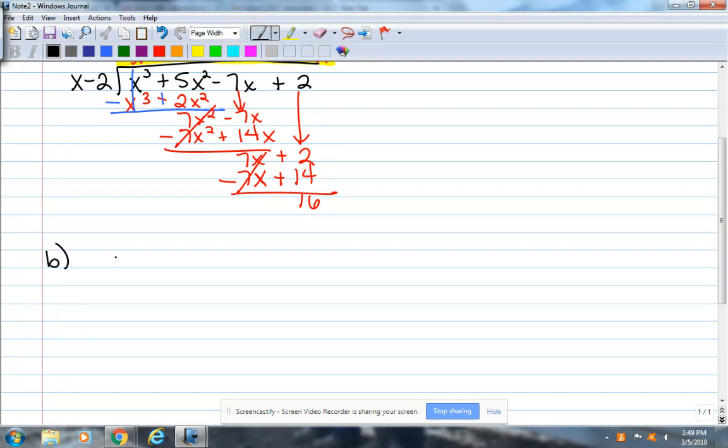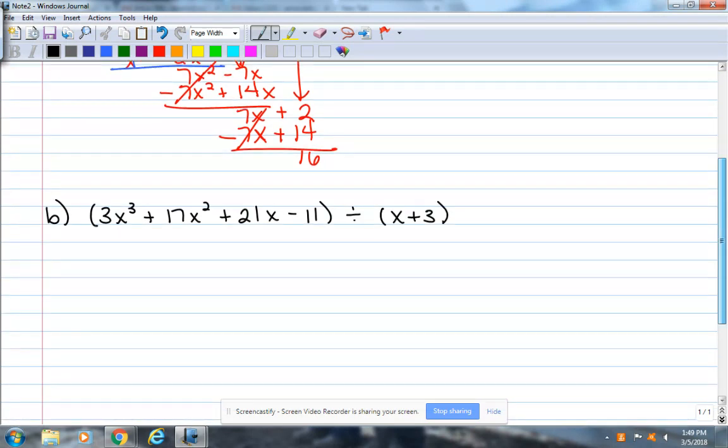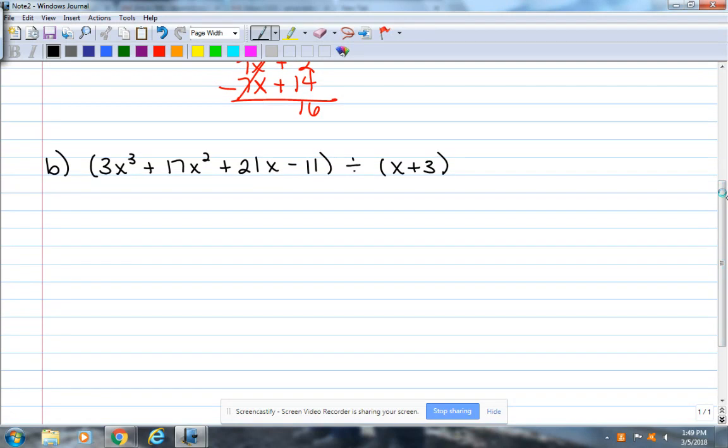All right, let's do another one. This time, I'm going to do 3x to the third plus 17x squared plus 21x minus 11 divided by x plus 3. So which one goes outside? The x plus 3, the little one, right? The polynomial is third degree. And then on the inside, we put the big polynomial: 3x to the third power plus 17x squared plus 21x minus 11.